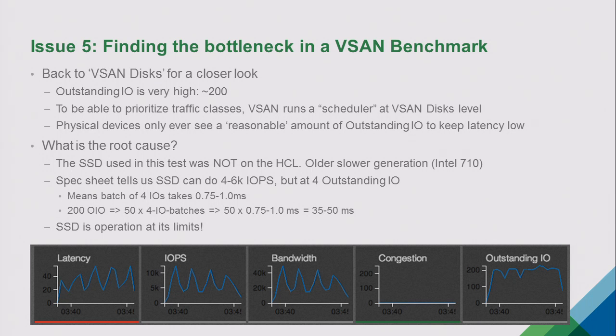An SSD, when we started vSAN, we bought this device. It was a great device back then, but it's no longer quite that great. It's an Intel 710. If you look at the spec sheet, it says it has roughly 4,000 to 6,000 IOPS, and it achieves that at 4 outstanding IOs. Now, I have a whole presentation, or at least a section of presentation. I have a link at the end to a webinar where I explain this.